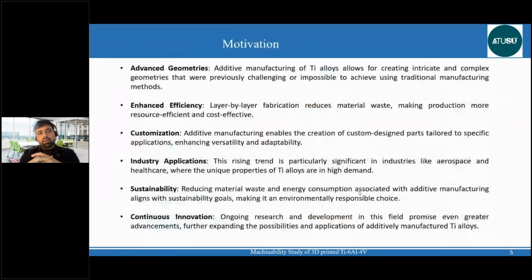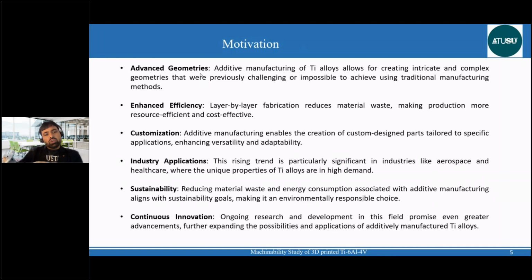So, moreover, when we say conventional material and now 3D printing, there are a few motivations, and those are the main things which make 3D printed material different from conventional technology. It's like the advanced geometry we can now build, and enhanced efficiency, because we are fabricating the material layer by layer. That's the basic definition of 3D printing, and we can customize it as per our required shape.